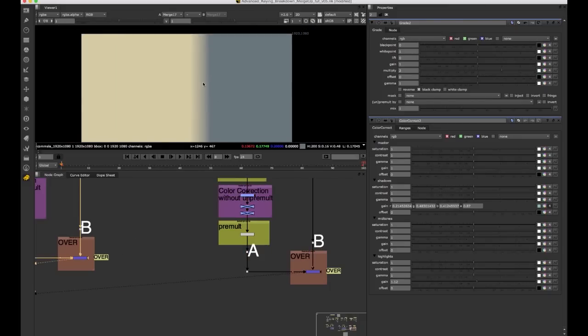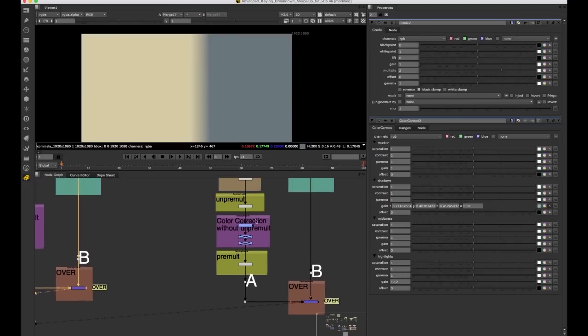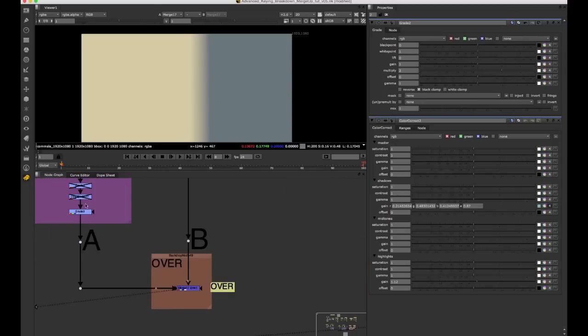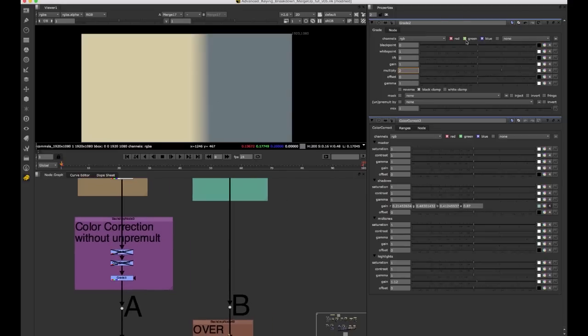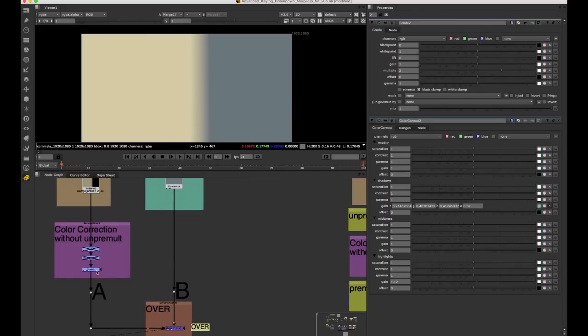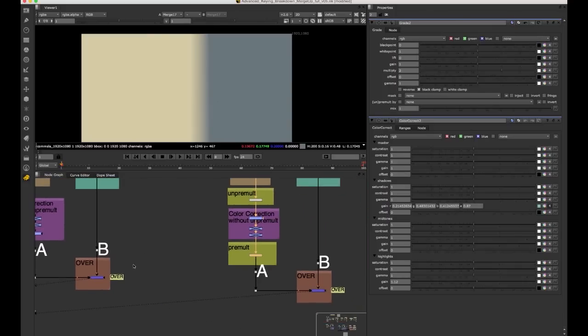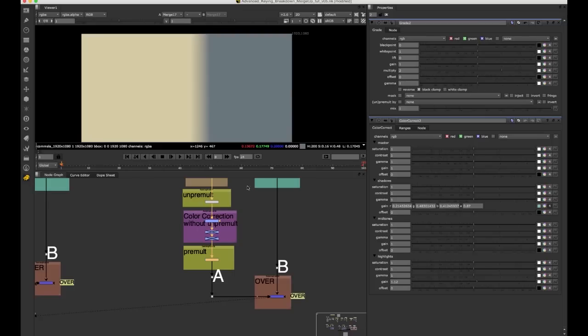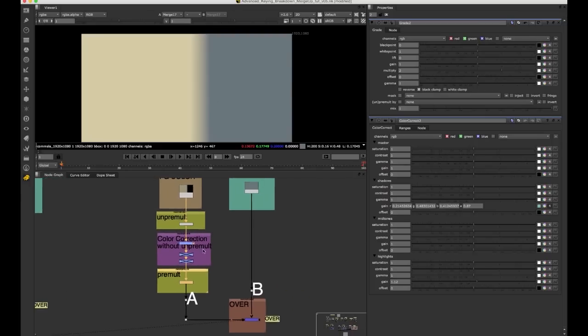And it can be deceiving sometimes because in some instances, it's okay to not unpremult. But as a general practice, when you're doing a lot of stacks of color corrections and you're adjusting gamma and all these different things, especially when you're doing color corrects, it's very, very important that you do this unpremult sandwich between your color corrections.